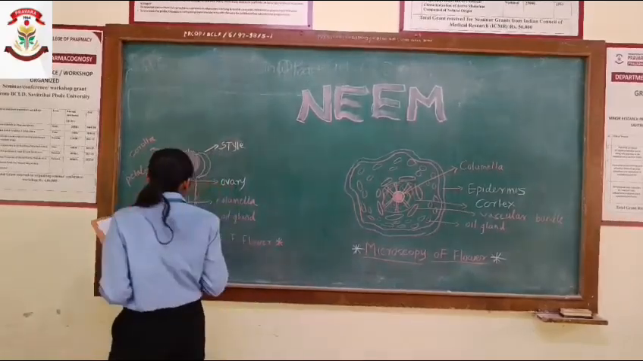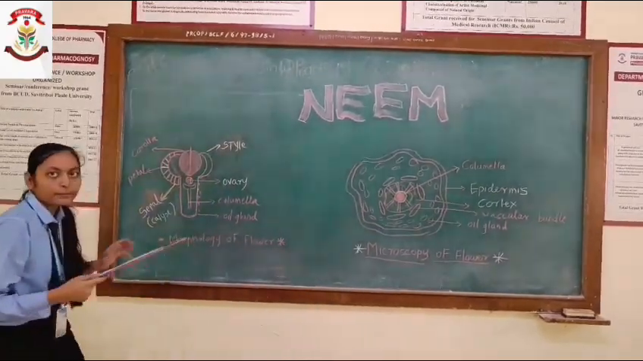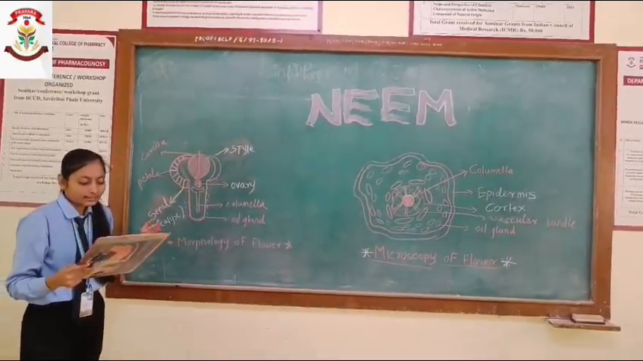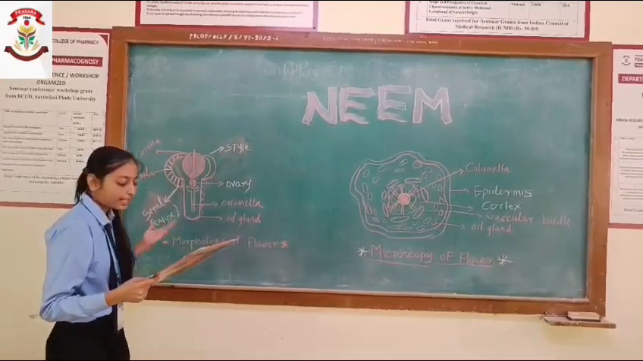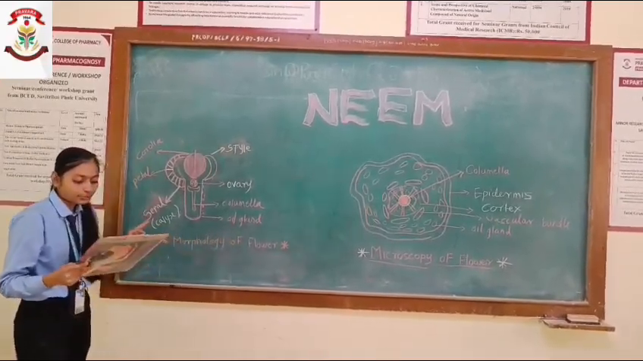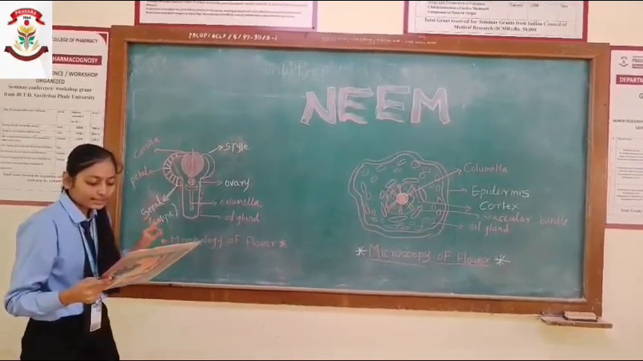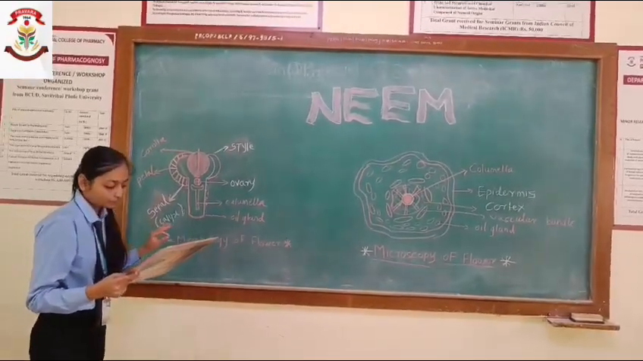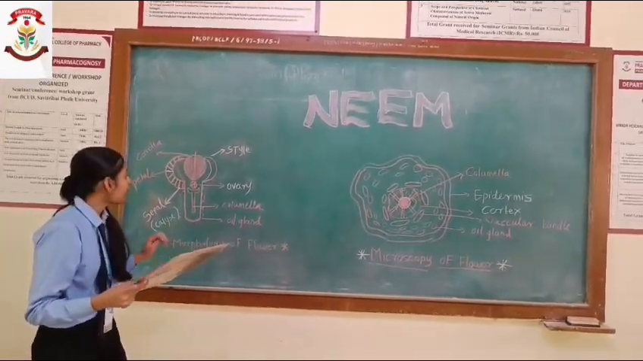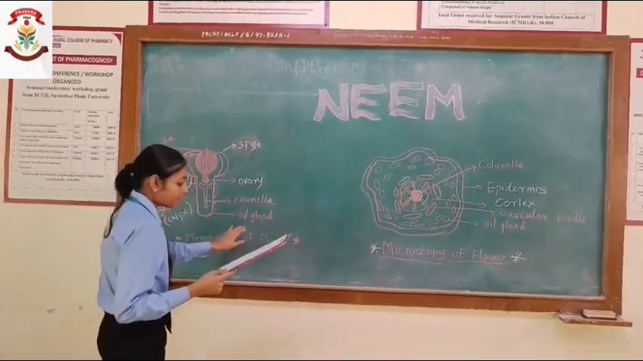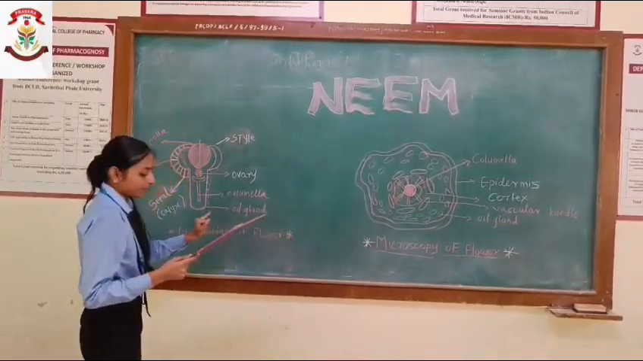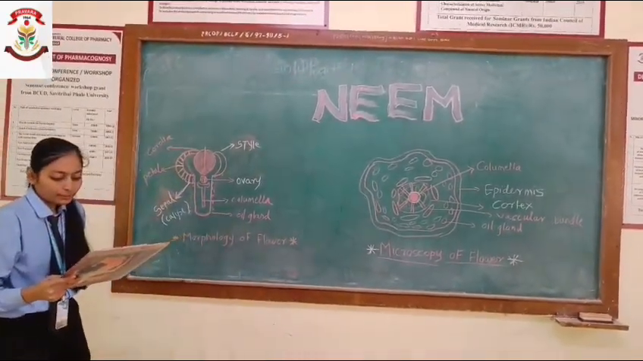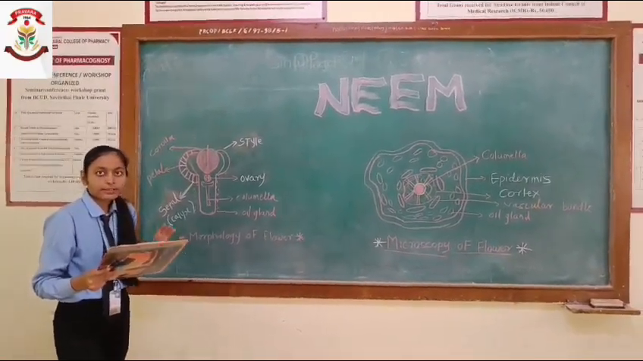The next part is the gynoecium. Gynoecium is the female part. There are usually 3 carpels. They are syncarpous. Ovary is superior. The ovary has 3 chambers. It is trilocular. Each locule contains ovules. The next part is the ovules and ovary. Ovary develops into the fruit. Ovules develop into the seed.